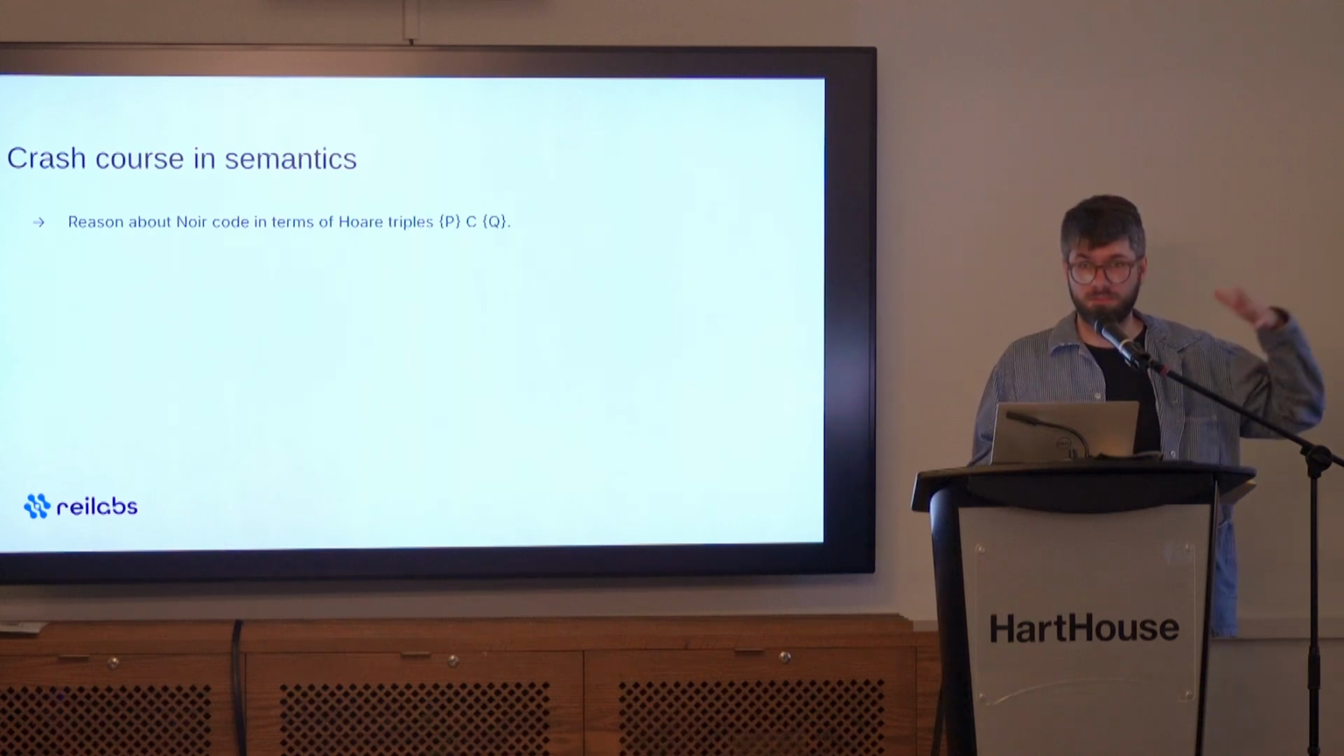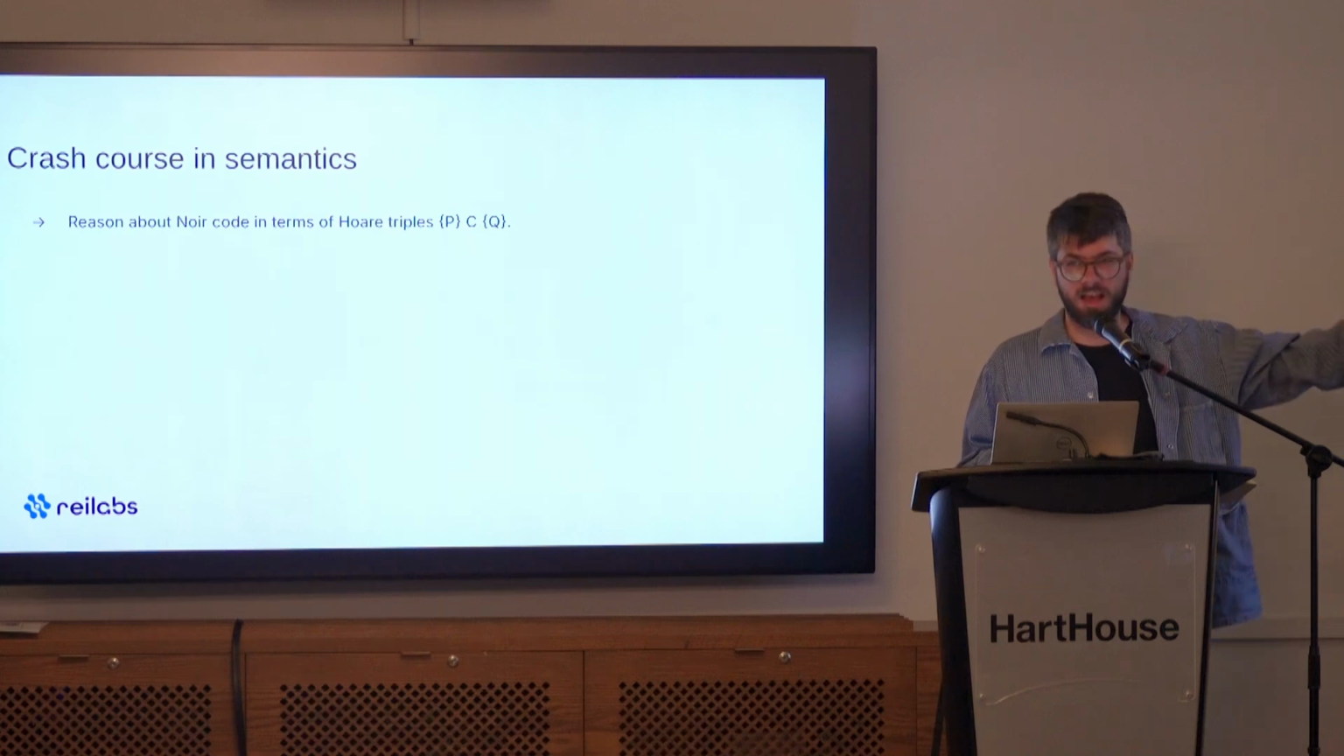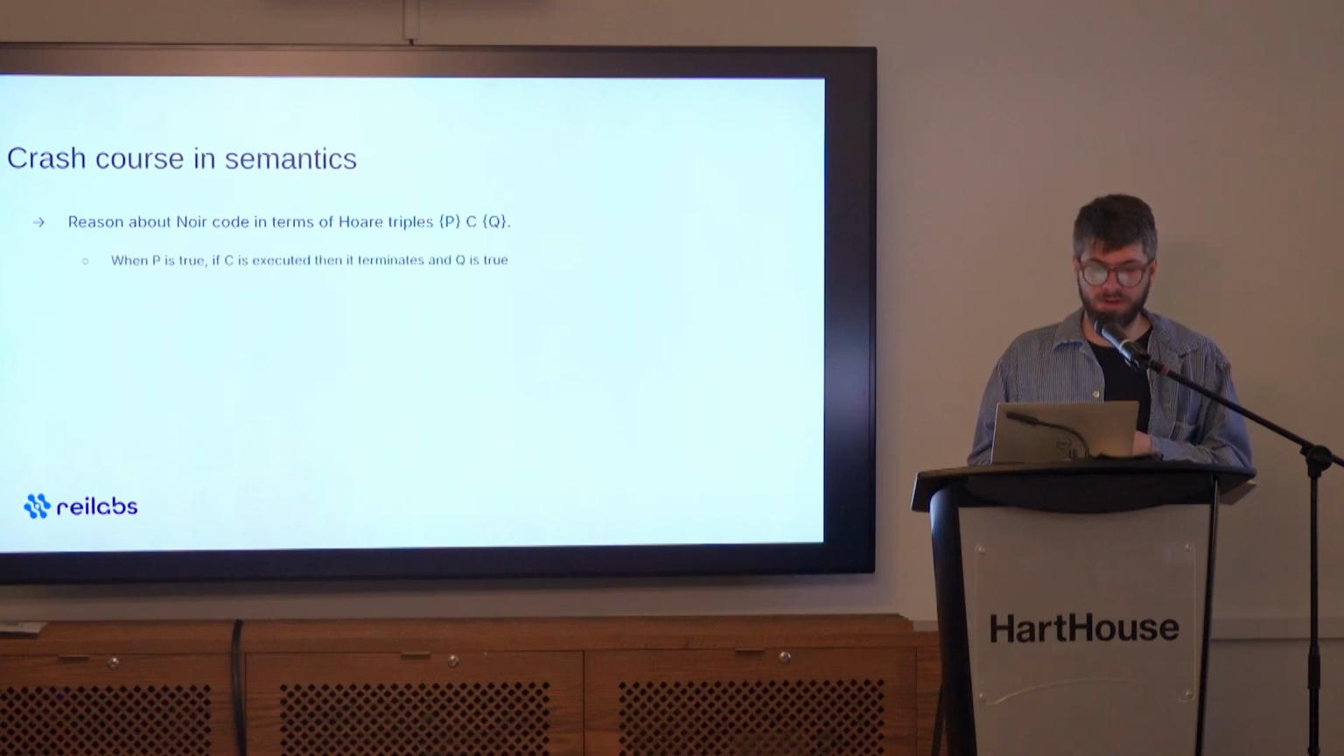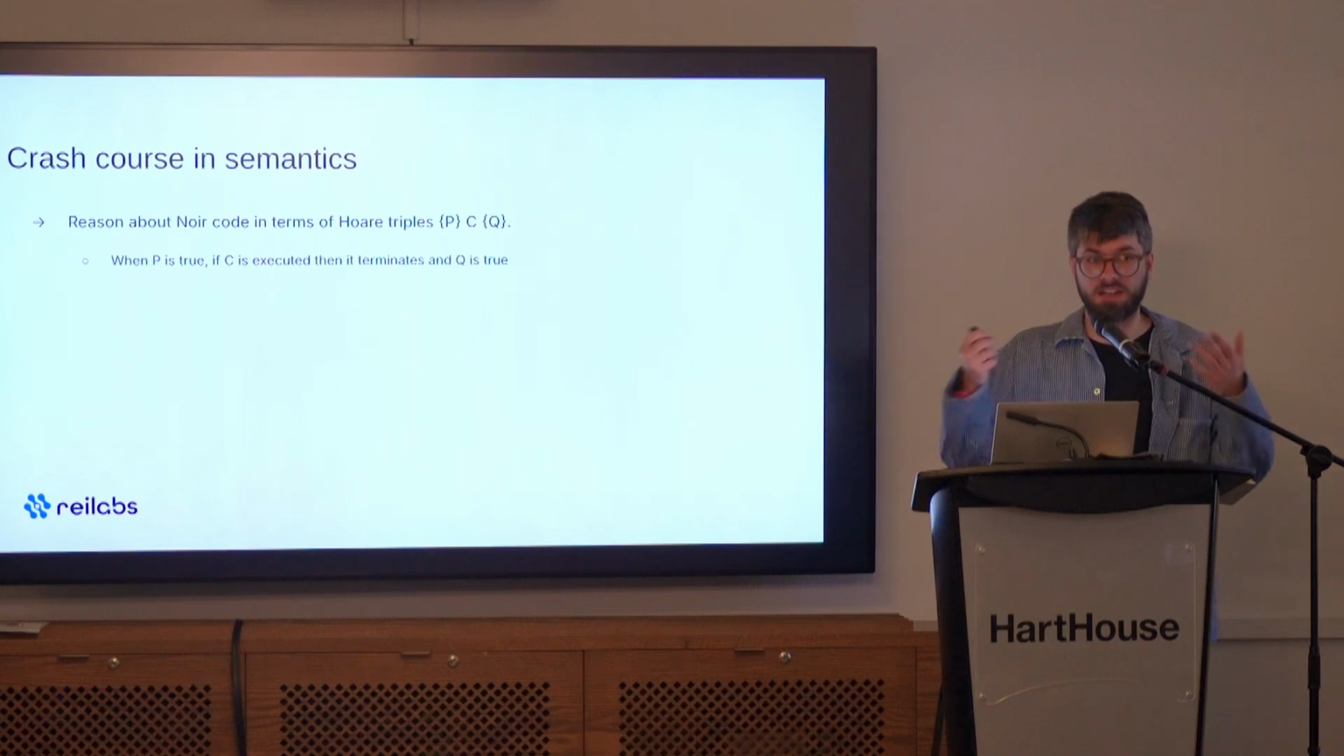This is something that's well known, has been around for a long time, since the 90s, I believe, maybe earlier. But the idea behind a Hoare triple is you have three components, P, C, and Q. P and Q are predicates, things like propositions, things that you're trying to prove about the Noir code. These can be invariants, or just general properties about the state that the Noir code is being executed in.